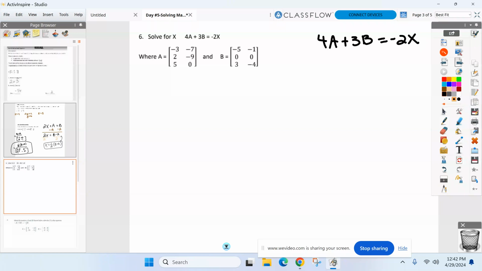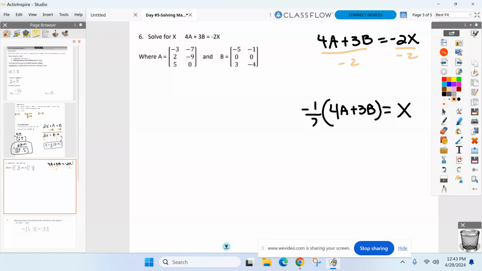Before we start with the matrices, how do you get x by itself? What's got to happen? Divide by negative 2. Or I always try to keep it multiplication. If you want to divide everything by negative 2, that's fine. Just so you guys get the hang of this, what else could I multiply by instead? Negative 1/2. The sign doesn't go anywhere. Okay? But I don't care what you do.